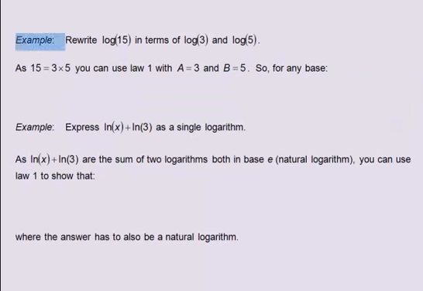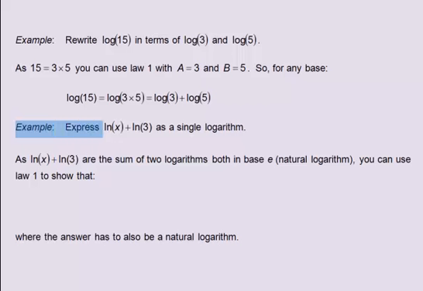Example: rewrite the logarithm of 15 in terms of the logarithm of 3 and the logarithm of 5. As 15 equals 3 multiplied by 5, you can use law 1 with capital A equals 3 and b equals 5. So, for any base, the logarithm of 15 equals the logarithm of 3 multiplied by 5, which equals the logarithm of 3 plus the logarithm of 5.